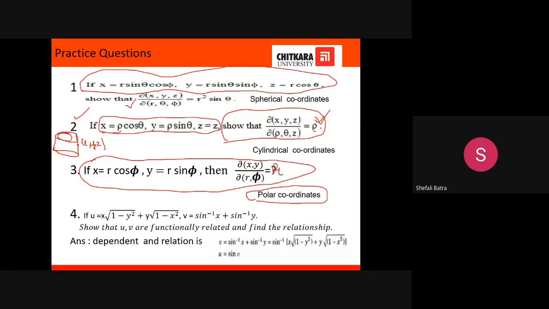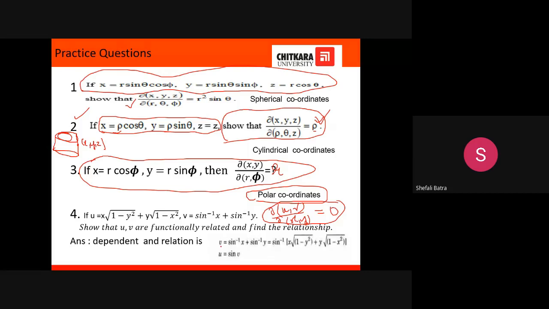So you need to find the Jacobian of this. And fourth question: if u is equal to this and v is equal to this, show that u, v are functionally related and find their relationship. If they are related, it means u is a function of xy and v is also a function of xy. So you will find the Jacobian of uv with respect to xy, and that must be equal to 0. If it is equal to 0, it means they are dependent on each other. And if they are dependent, then find the relation.